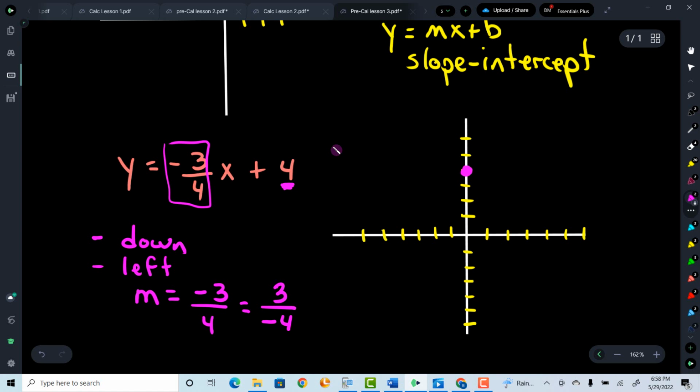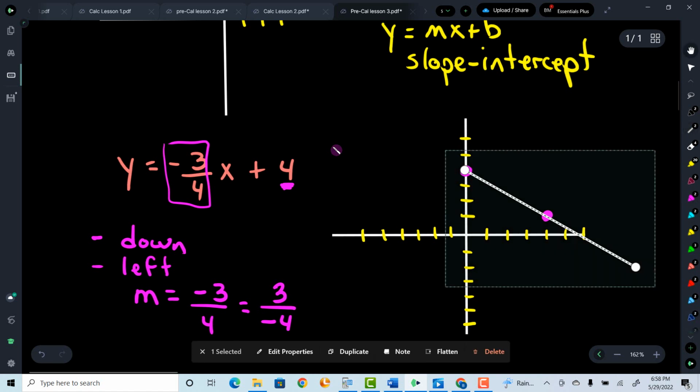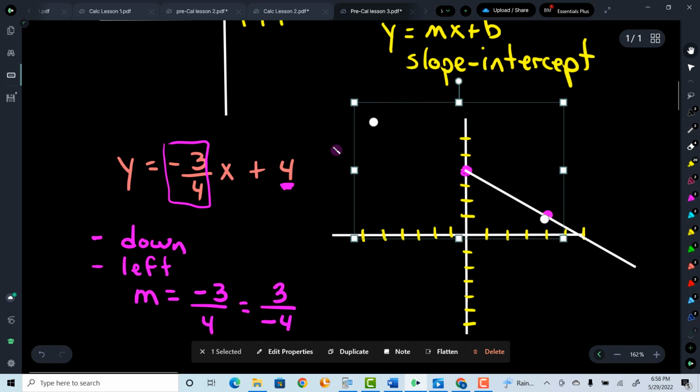Okay, so we're going to look at that. So if I have -3 over positive 4, that means I'm going down 3 and to the right 4. So there's my point. Okay, I can draw that line. Okay, extend it out a little bit.